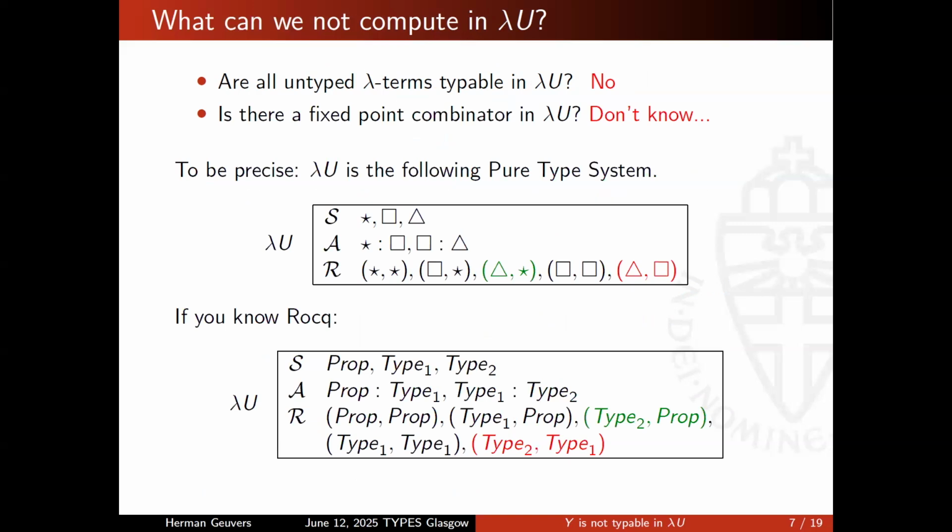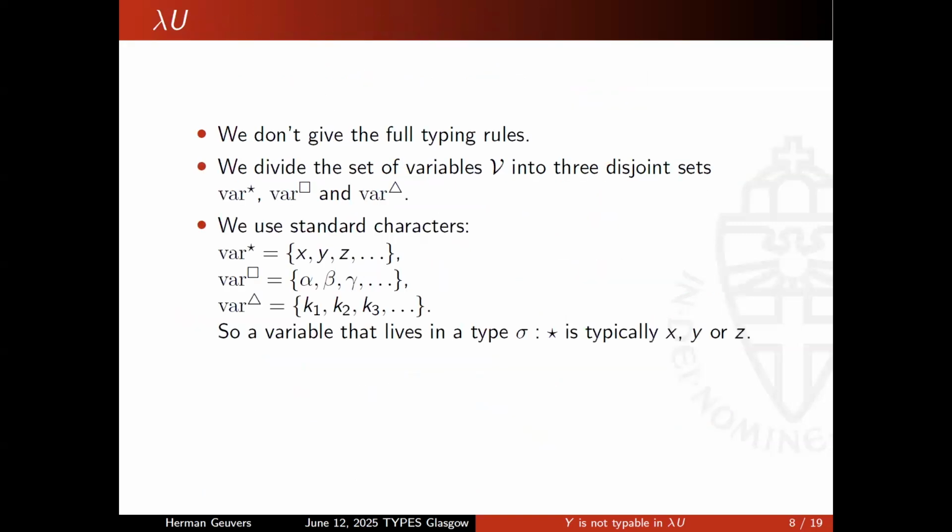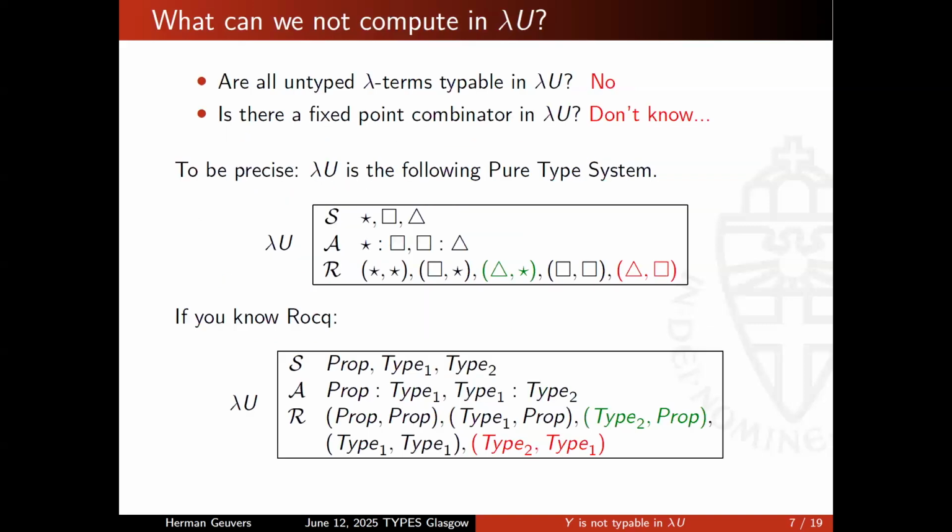If you really like concise definitions, this is lambda U. Oh sorry, where is it? We're going back a bit. This is lambda U, a pure type system. And if you're more into Coq, then you can see there's Prop, Type 1 and Type 2.